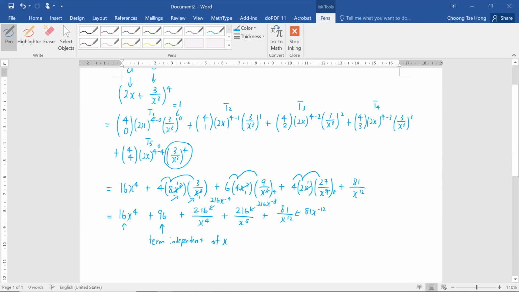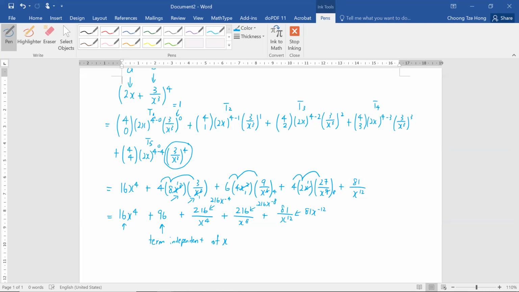That means there's an x involved inside the term. X still exists in the term. It doesn't matter what the power is. Only those terms that don't have x are called independent of x. So I hope that clarifies the concept.